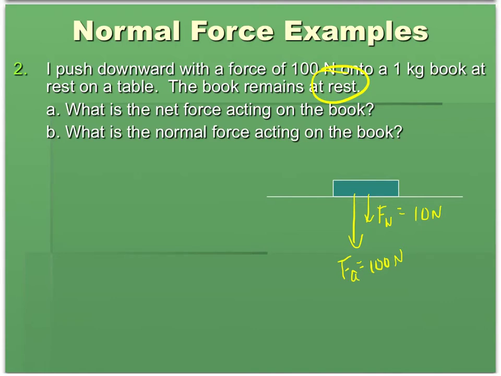Part A wants to know, what is the net force acting on the book? Well, if the book is not moving, if it's at rest, we know that net force equals 0. For part B then, the normal force, well, we know that the normal force is perpendicular to the contact surface, so we know it's going to be going in this direction. And in order for me to have a net force of 0, I know that that has to be equal to the force of my weight plus that applied force of me pushing down on it. And so 100 plus 10 gives me a normal force of 110 newtons.